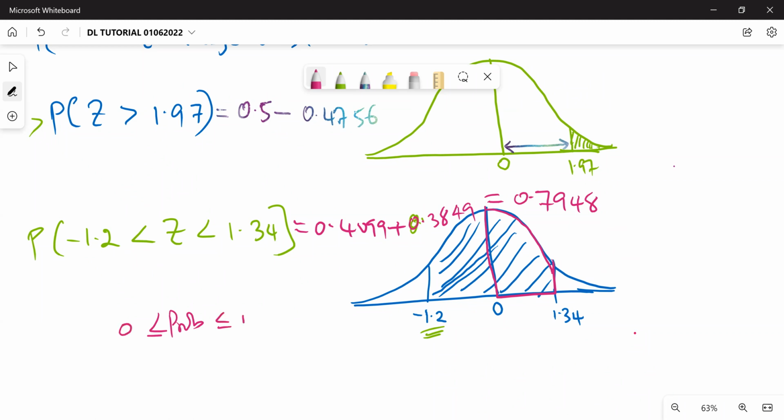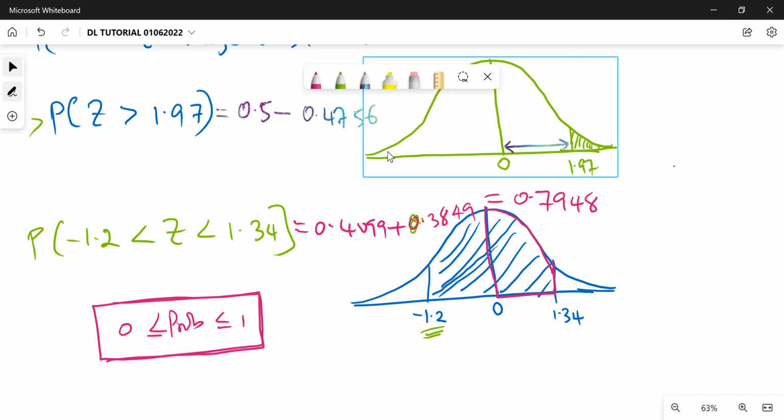The probability of any event is always a number between 0 and 1. So there's no way you will do some additions or subtractions and get a negative value as a probability, or a value greater than 1 as a probability. That will mean that obviously your working is not correct. So that is it. Now we can go to our question.